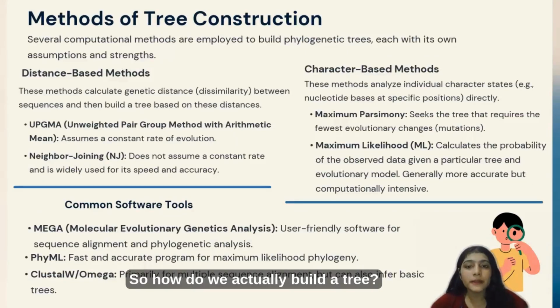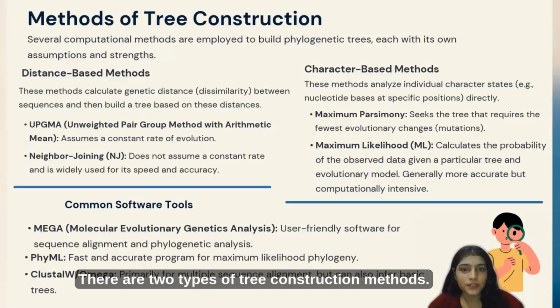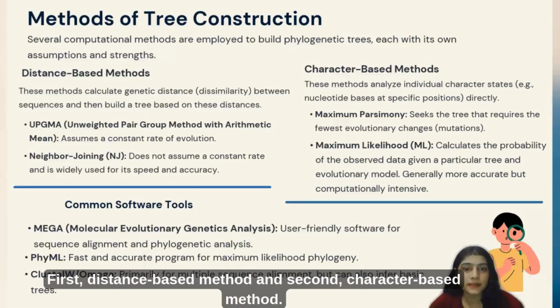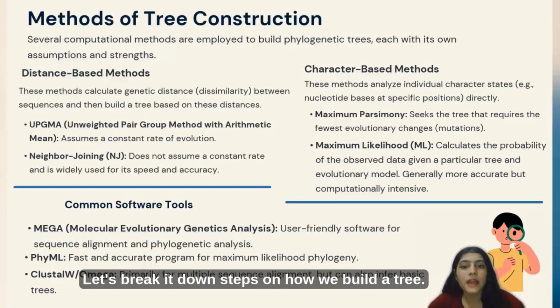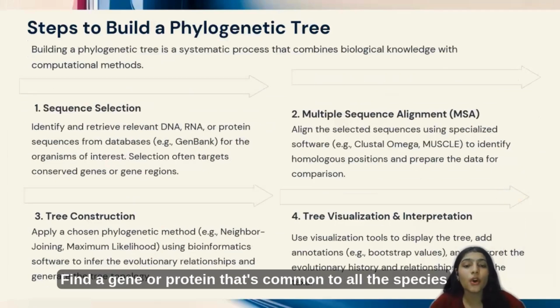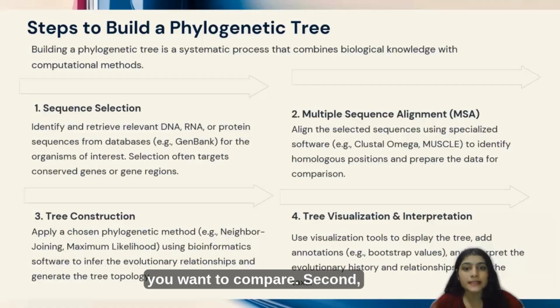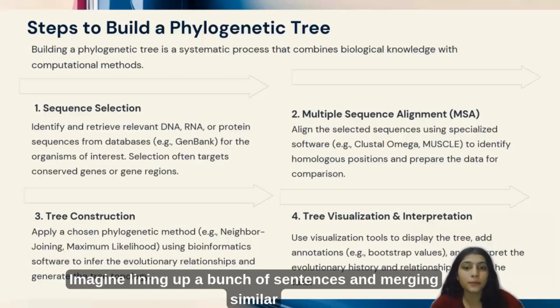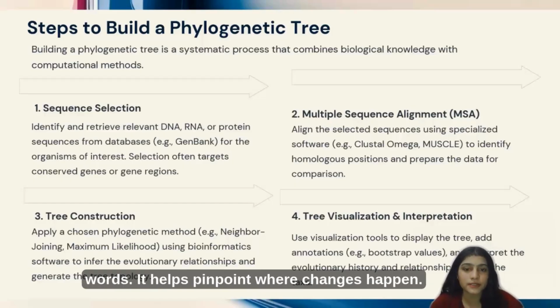So how do we actually build a tree? There are two types of tree construction methods. First, distance-based method, and second, character-based method. Let's break down the steps on how we build a tree. First, we choose sequences. Find a gene or protein that's common to all the species you want to compare. Second, we align. This is where computer programs line up similar areas. Imagine lining up a bunch of sentences and matching similar words. It helps pinpoint where changes happen.